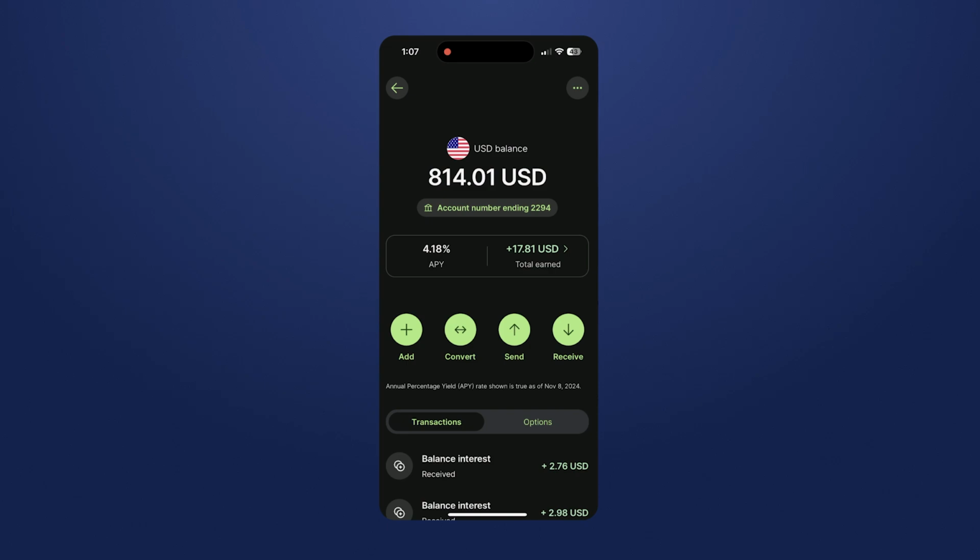Wise shows a single clear balance amount. It reflects only the money the user can spend. There is no confusion between current and available. This eliminates the cognitive burden of interpreting multiple values. Users instantly see the funds they can use.